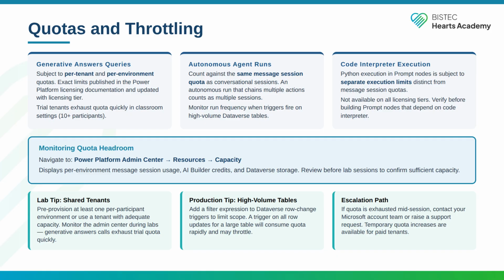An autonomous run chaining multiple actions, retrieve row, compose message, send notification, counts as multiple sessions. A Dataverse row change trigger with no filter expression on a high-volume table will consume quota at a rate that surprises admins who modeled capacity based only on conversational usage. Always scope Dataverse triggers with a filter.